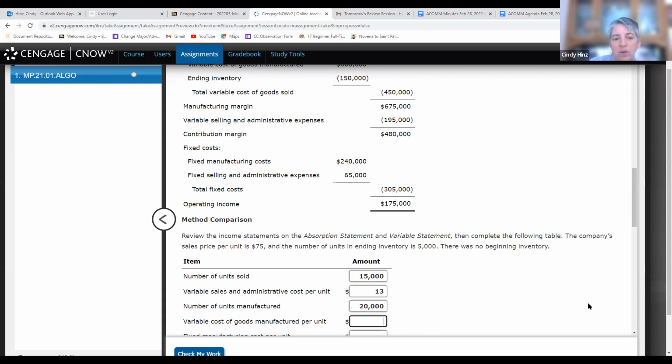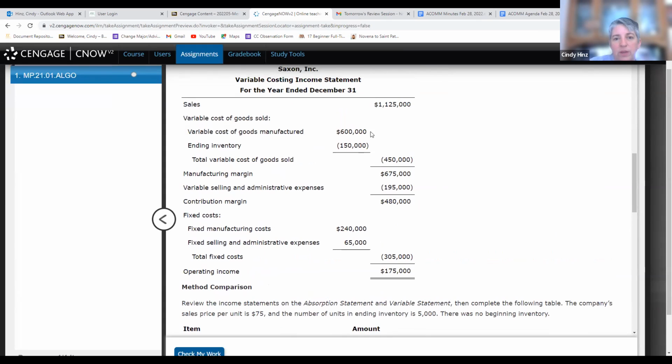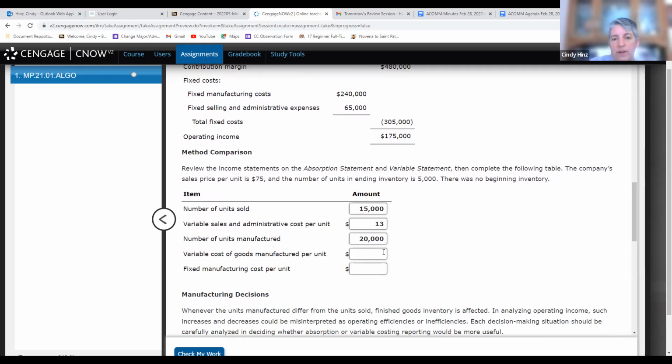Next, we have our variable cost of goods manufactured per unit. So here's our variable cost of goods manufactured. That is for all 20,000 units that we produced. So 600,000 divided by 20,000. Our variable cost of goods manufactured is $30 per unit.